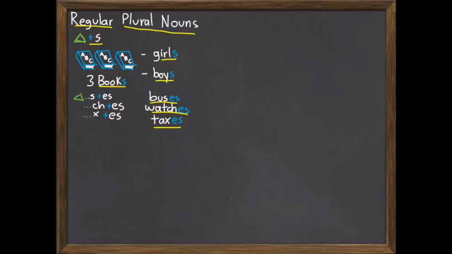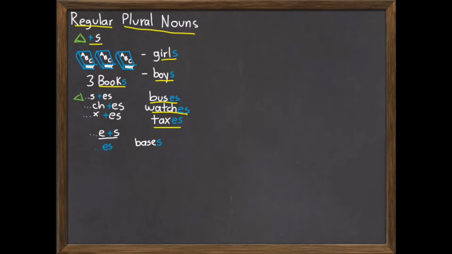Now, this also applies to words that end in an E. If a word ends with an E, you add an S at the end, so now it's ES. For example, base would turn into bases.